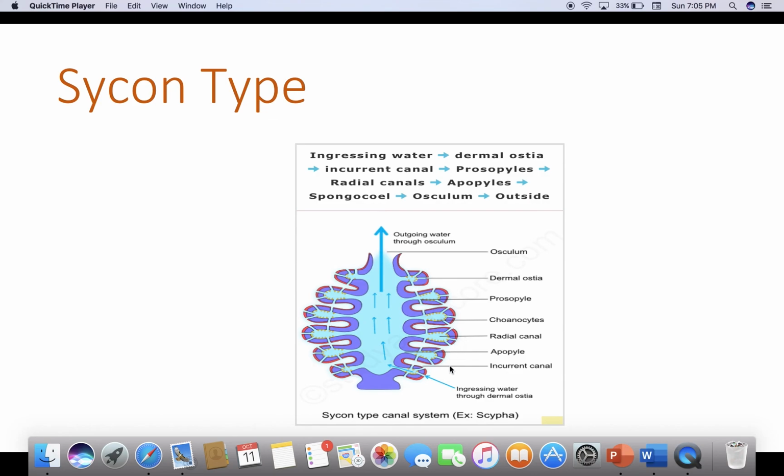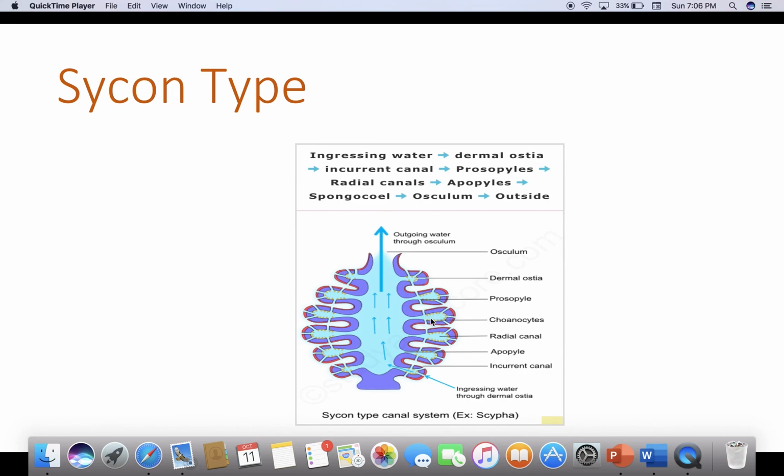These incurrent canals are non-flagellated, and they are lined by pinacocytes, and they lead into adjacent radial canals through minute openings called prosopiles. It is not clear that prosopiles are channeled through porocytes, but it is certain that in the adult they are simple intracellular spaces. Radial canals are flagellated chambers, as only they are lined by choanocytes.